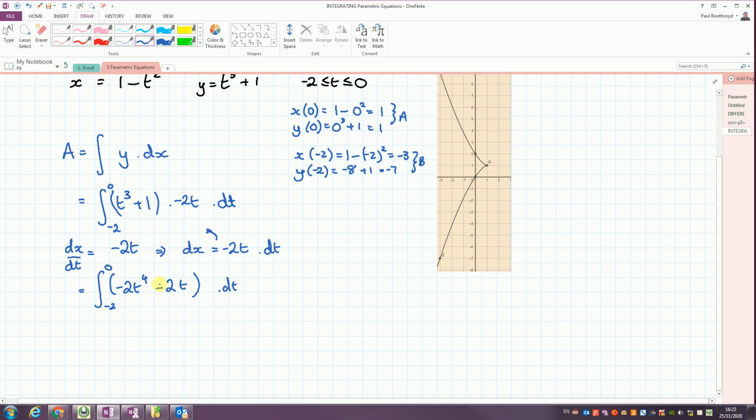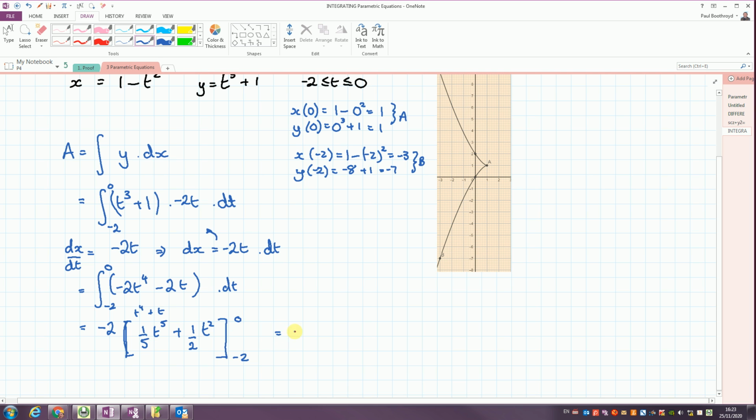Just give myself more writing room more than anything else. And that means I need to evaluate. Take the -2 out. So we're actually integrating t to the 4 plus t. So that's going to give me an expression of 1/5 of t to the 5 plus 1/2 t squared, evaluated from -2 to 0.